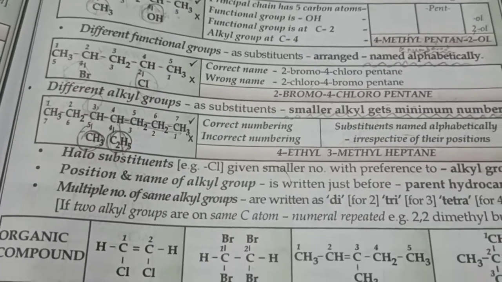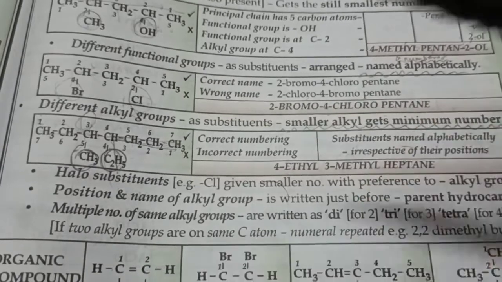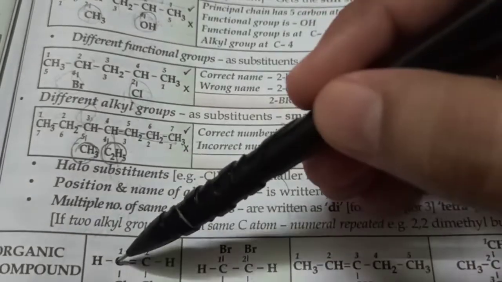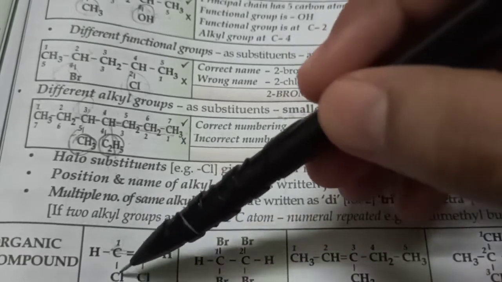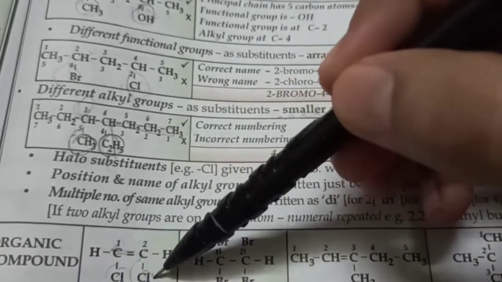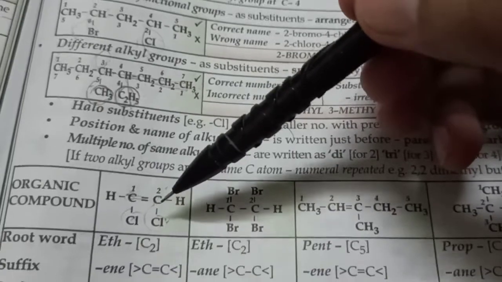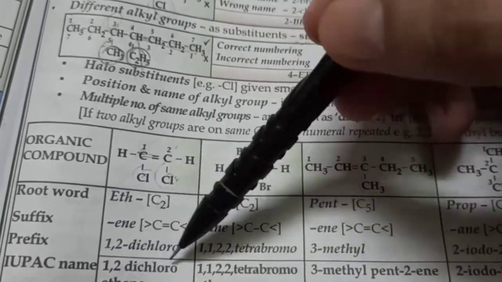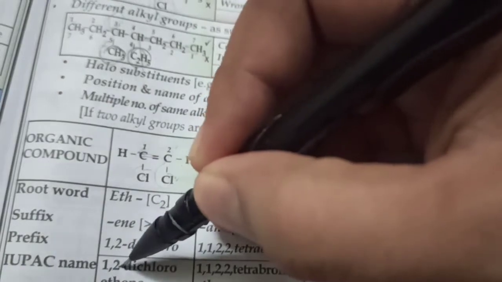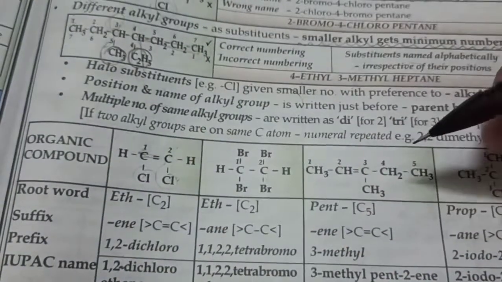So let's test your knowledge now. Come on, tell me the name of this. Carbon, carbon, that's eth, double bond, so ene. Chloro and chloro. So that's dichloro, 1 and 2 number. So 1,2-dichloroethene. That's one word. And there should be a hyphen out here. Don't forget. And comma between numbers.